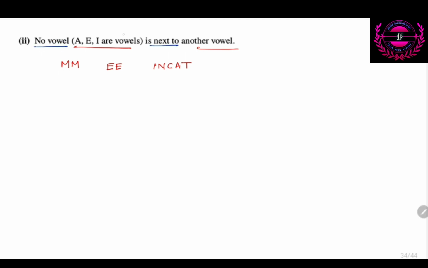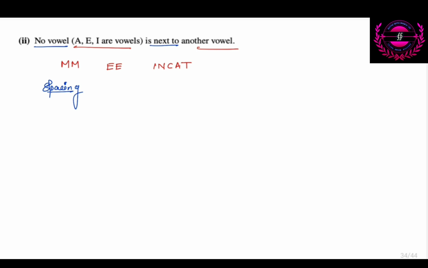So this will be solved using spacing. In this question, it is clearly mentioned that not even two vowels can be together. So we will not solve this by total minus together, because it is not saying that three vowels must not be together. It is saying no vowel must be next to each other. So only spacing can solve this question.